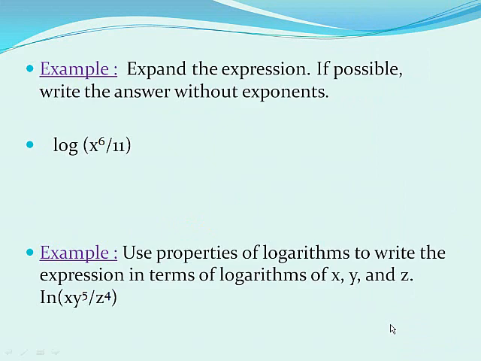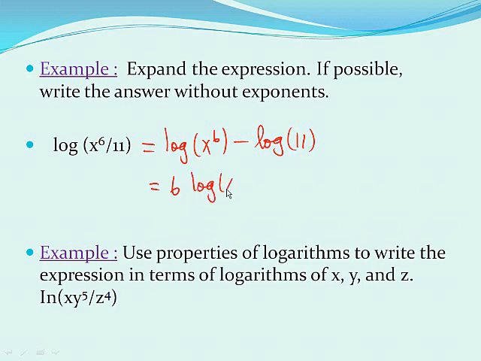Expand the expression using properties of logarithms, and if possible write the answer without exponents. So this will be the common logarithm of x to the power 6 over 11. So if we use the quotient rule, we can write it as the logarithm of the numerator minus the logarithm of the denominator, and now we can use the power rule. So this will be 6 log x minus log of 11. So that is the answer.